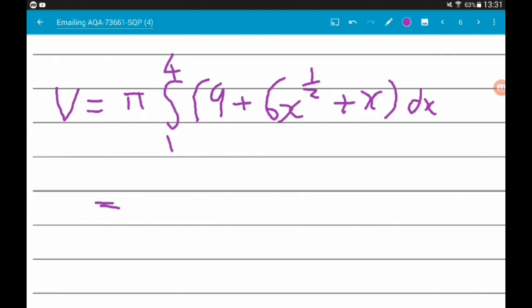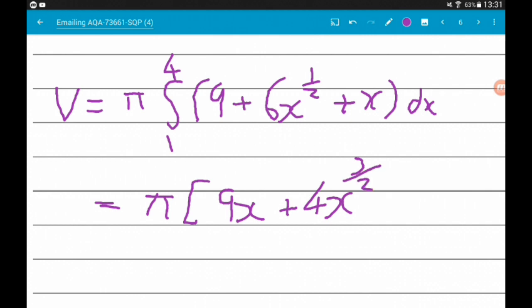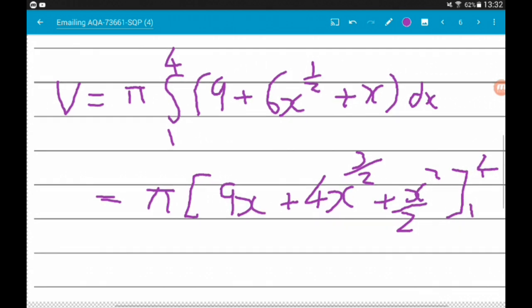So this is pi times, well, our integral is 9x, 6x to the power of a half, well, x to the power of a half integrates to x to the 3 halves. So we then divide that term by 3 halves. So 6 divided by 3 halves is 4. So we got 9x plus 4x to the 3 halves, add x squared over 2 between 4 and 1.